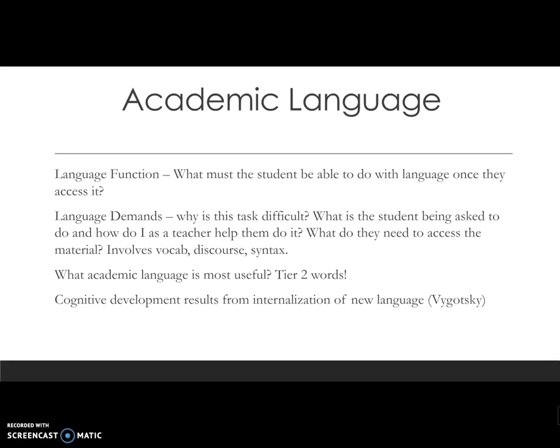So learning to discern between language functions and demands. Language function: what must the student be able to do with the language once they access it? So that's the higher level orders of actual abilities they have to achieve. So analysis, comparing and contrasting, theorizing, and then the demands, how we expect them to be able to do or accomplish that function.